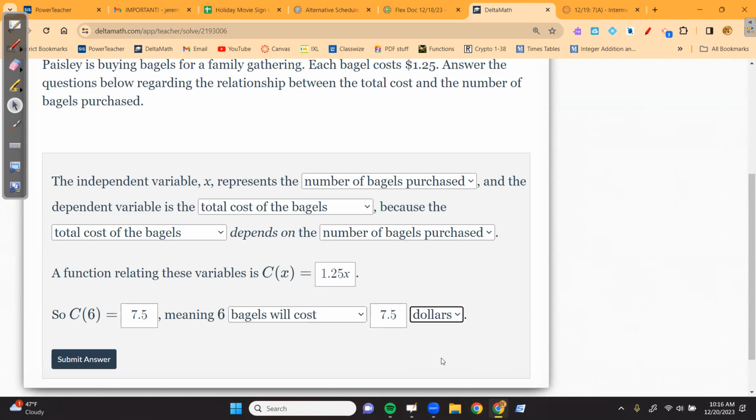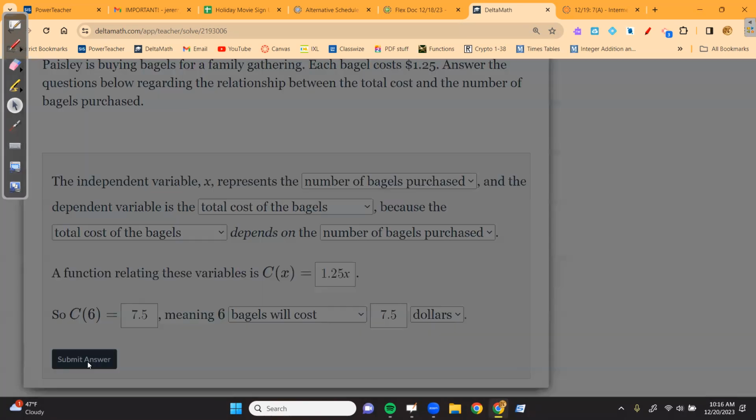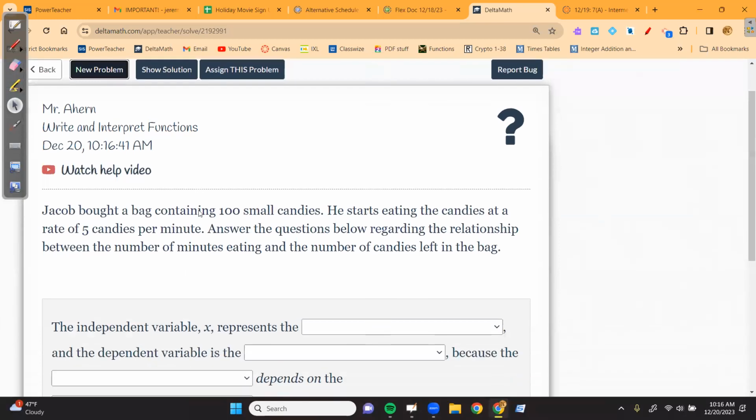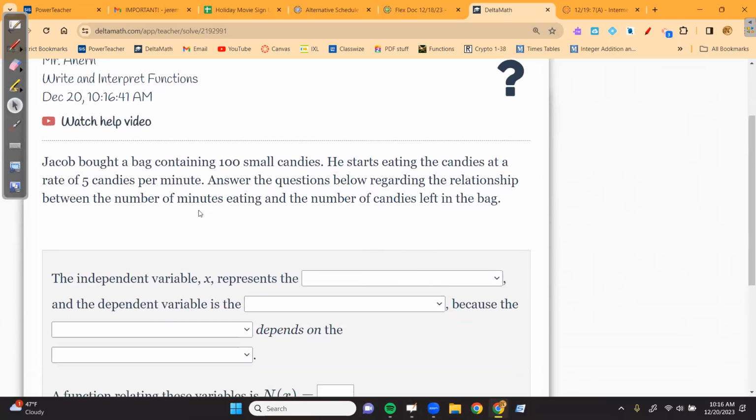So anyways, like I said earlier today, I did one problem and I thought we're good, and I was wrong. So let's do at least one, maybe two more together. And if you don't know what's going on, just ask, okay? So we're going to send that one. That one felt pretty good, huh? Let's go again. So Jacob bought a bag containing 100 small candies. He starts eating them. He eats 5 candies every minute. Jacob is like me. He's got a sweet tooth. Homie loves his candies.